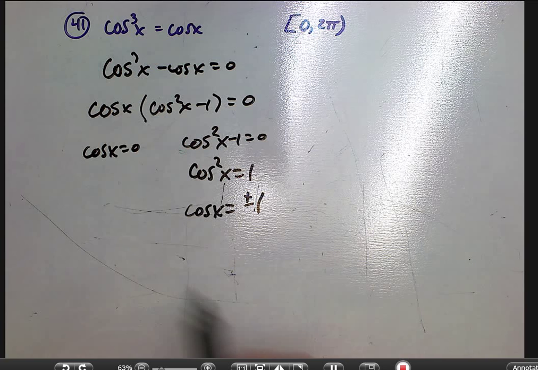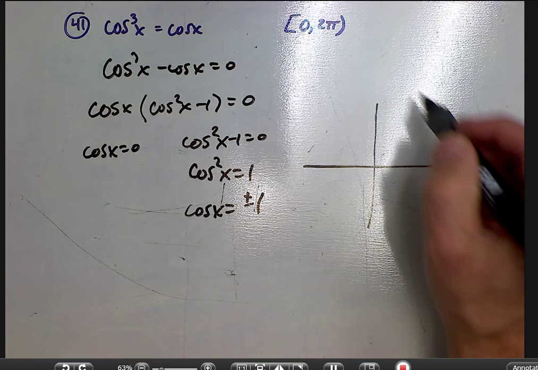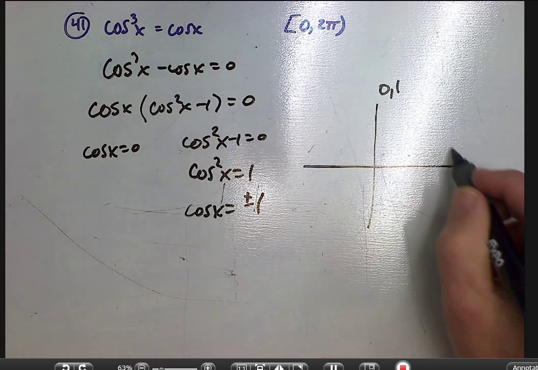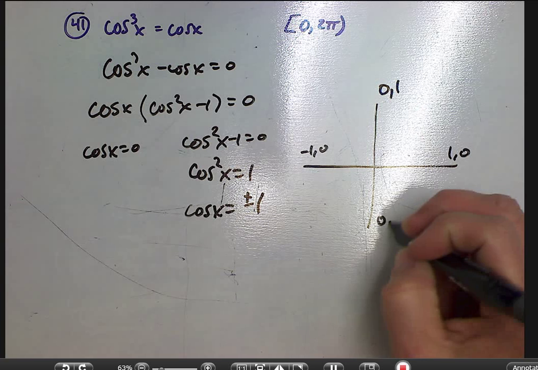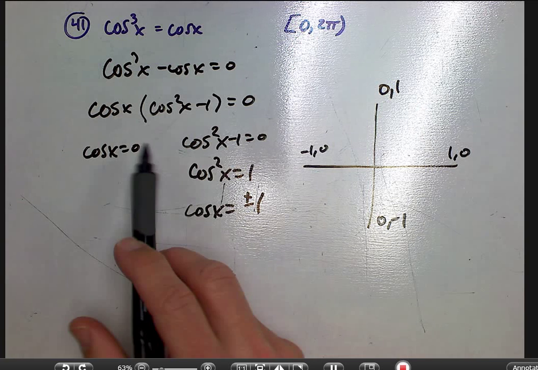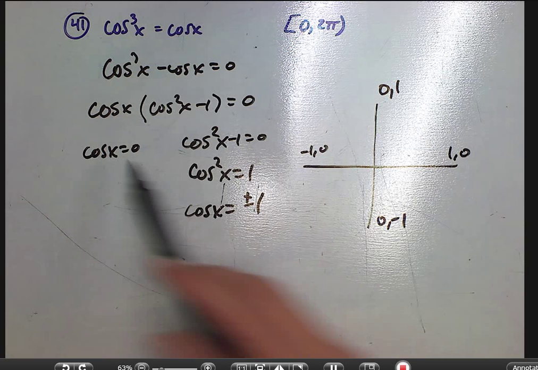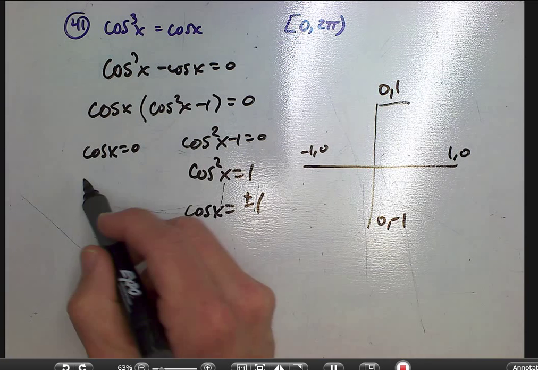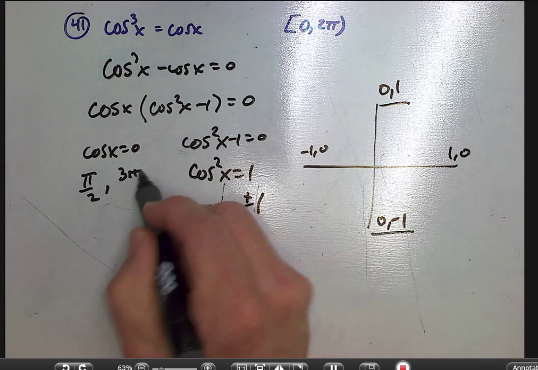Alright, so this looks like 0, this looks like 1. I'm going to draw my quadrantal stuff here: 0, comma 1, 1, comma 0, negative 1, comma 0, and 0, comma negative 1. Cosine is x. Where's x 0? X is 0 here at pi over 2. X is 0 here at 3 pi over 2. So there's two answers.